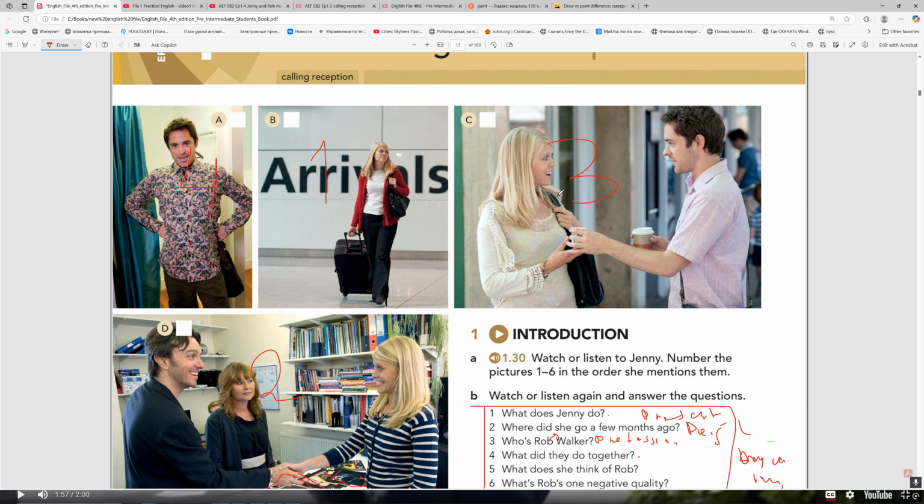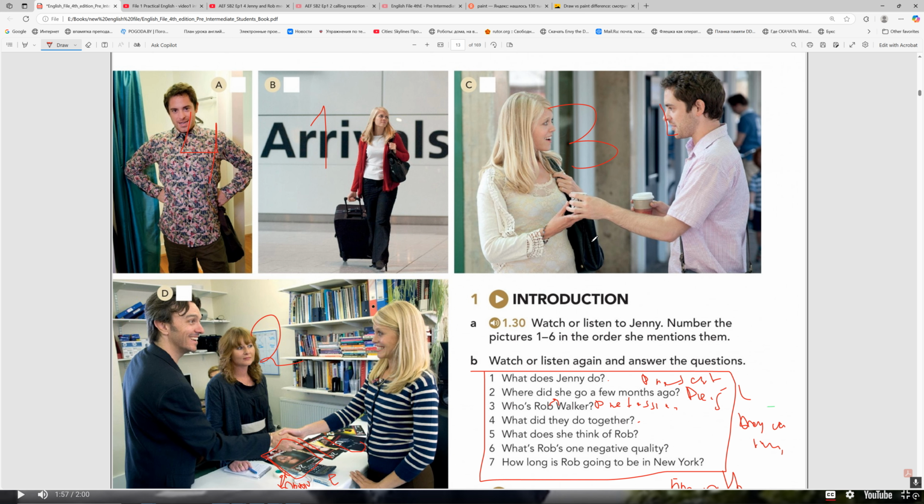Who is Rob Walker? What is his profession? He is... Who is Rob Walker? Yeah, he writes different articles. That's it. He writes different articles and maybe some notices in newspapers.